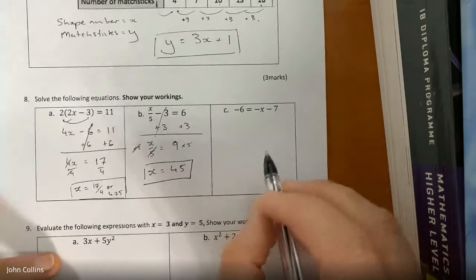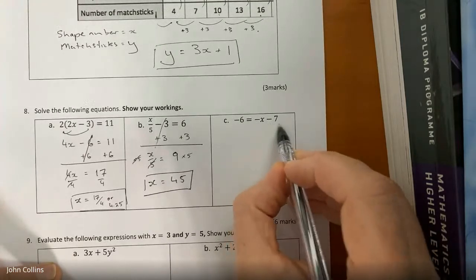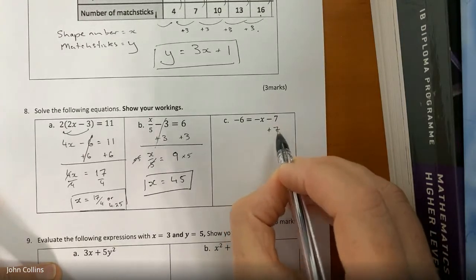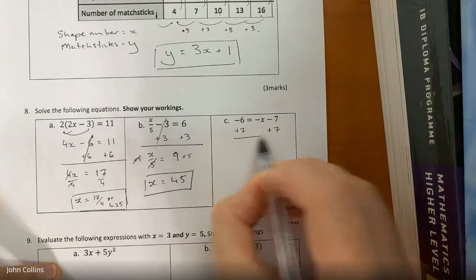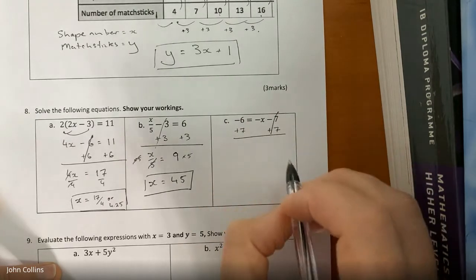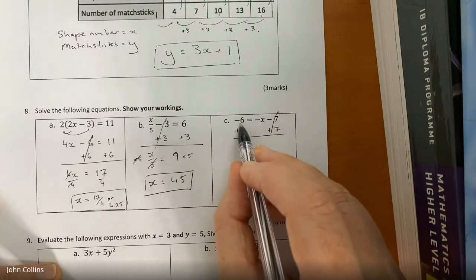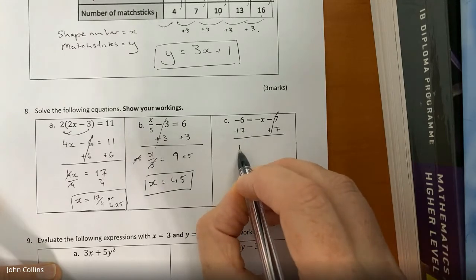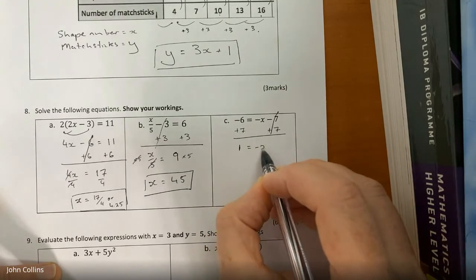Let's see which is correct. All right, so I've got a negative 7 here. I'm going to add 7 to get rid of that from the right-hand side. So 7, they're gone here. Minus 6 plus 7 is a positive 1, and that equals negative x.